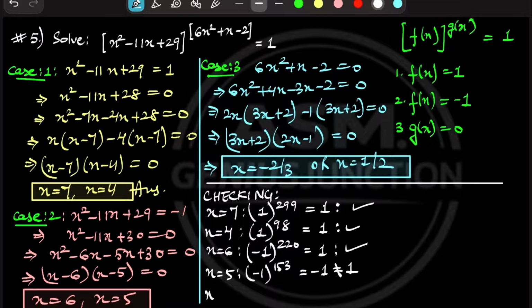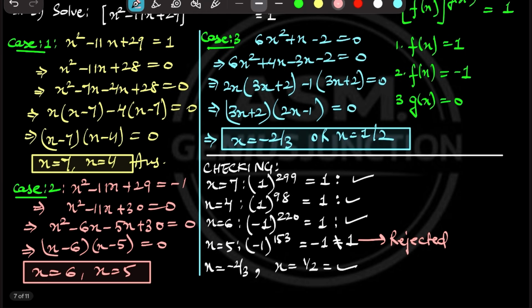Let's check the values of x equals minus 2 by 3 as well. The answer is going to be 1, so it is accepted. And x equals 1 by 2, it is accepted. So the only value which is getting rejected is x equals 5, right?